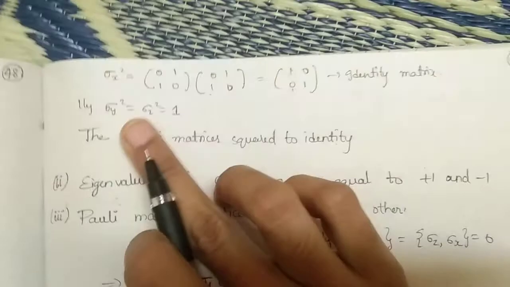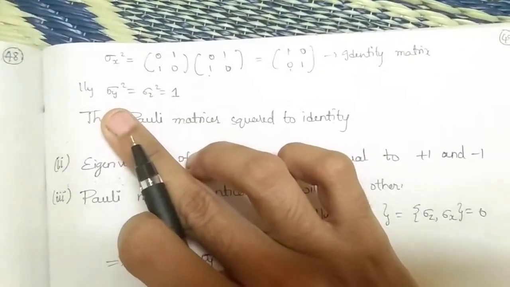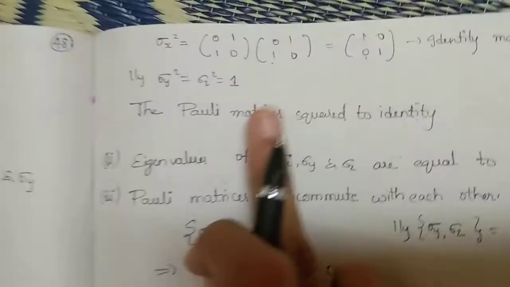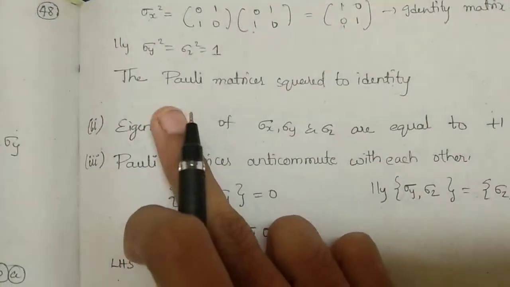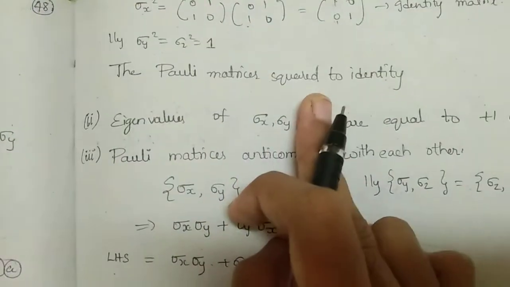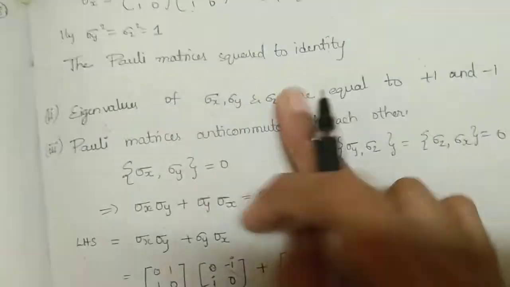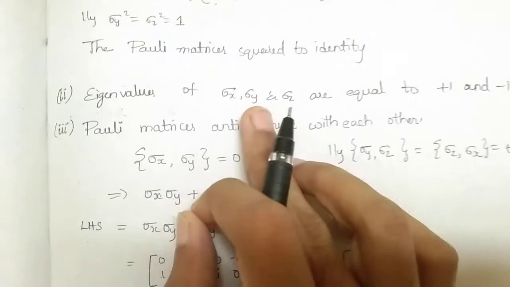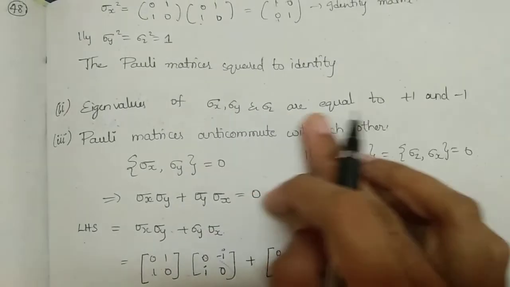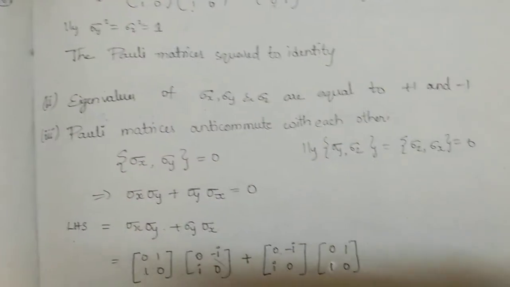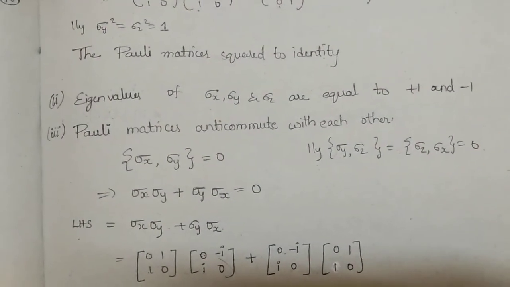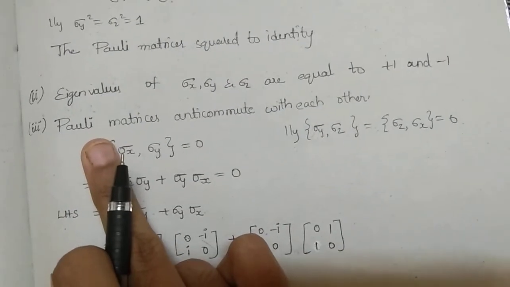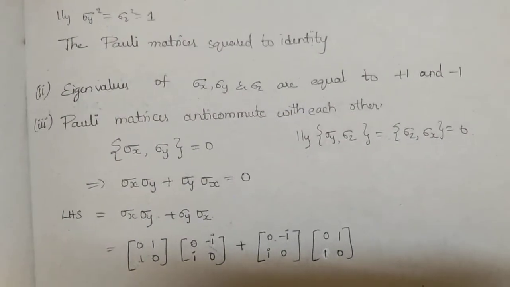In a similar fashion we can verify with σy² and σz². So they also would be equal to 1. That is, Pauli matrices square to identity. And next, the eigenvalues of σx, σy and σz are equal to plus 1 or minus 1. This we discussed at the start only.